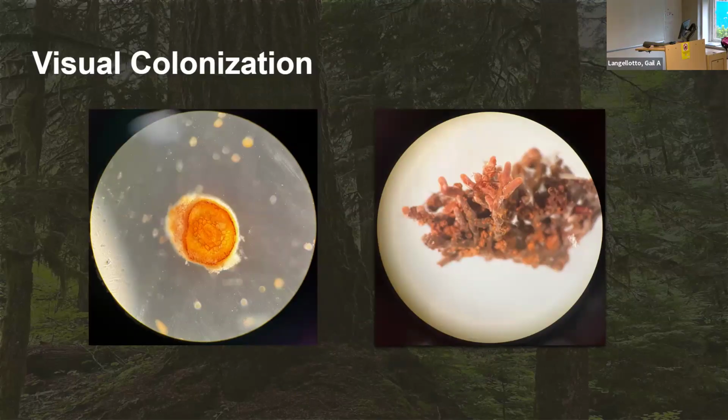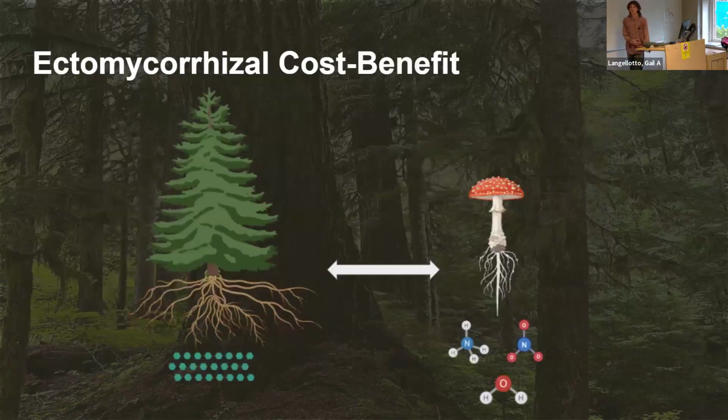This is how the mantle appears under a dissecting microscope. This is not how a normal root tip looks. There's going to be a distinctive color and kind of morphology. This relationship is not charity. The plant reciprocates with photosynthesis-derived carbohydrates, or these long sugar chains.